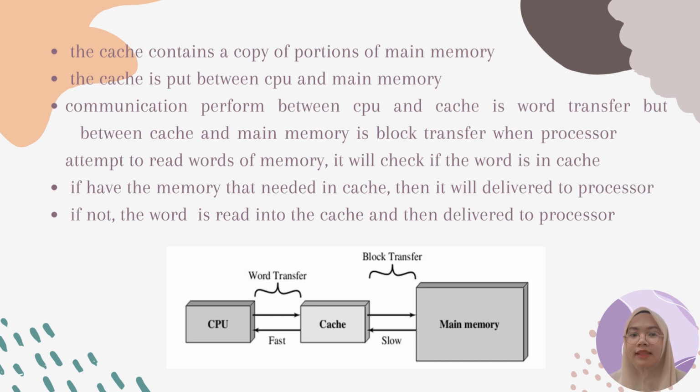When the processor attempts to read a word of memory, it will check if the word is in the cache. If the needed word is in the cache, then it will be delivered to the processor. If not, the word is read into the cache and then delivered to the processor.